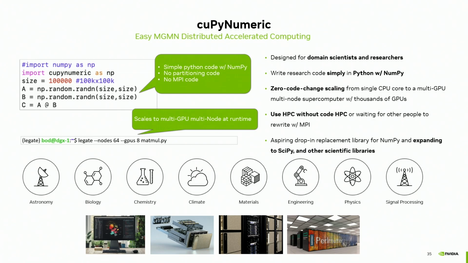And cuPyNumeric is another Python HPC library available to you, which allows you to write code simply in Python with NumPy. So if NumPy is your go-to, cuPyNumeric might be of interest to you. cuPyNumeric does not require MPI code and is an aspiring drop-in replacement library for NumPy that just makes it super easy to scale to multi-GPU and multi-node at runtime.